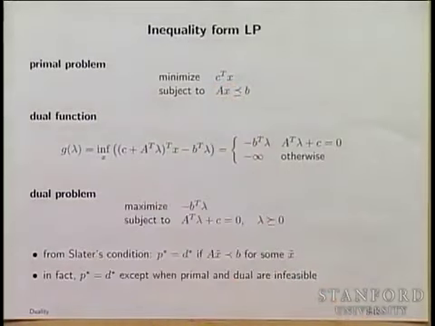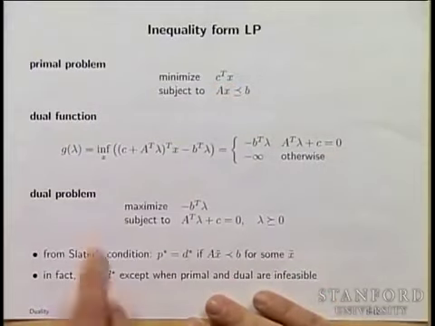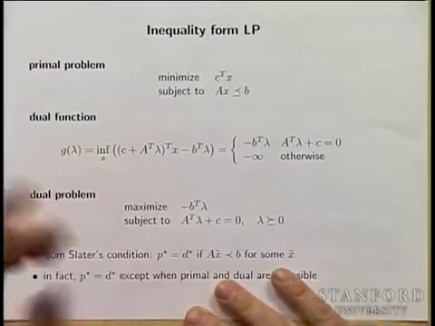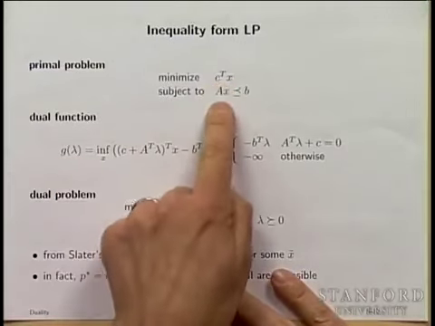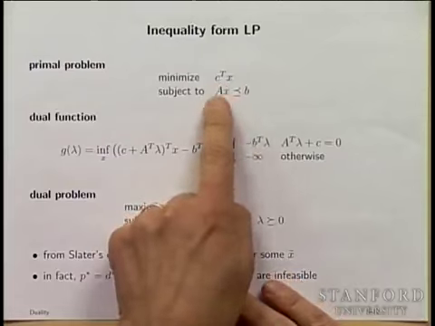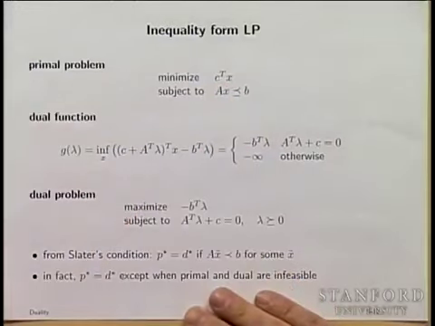Okay. All right. So let's go to the inequality form linear program. Here you want to minimize c transpose x subject to Ax less than or equal to b. We can work this out, it's easy enough. g of lambda is c transpose x plus lambda transpose times (Ax minus b), because I put the b on the left-hand side to make this f less than or equal to 0.